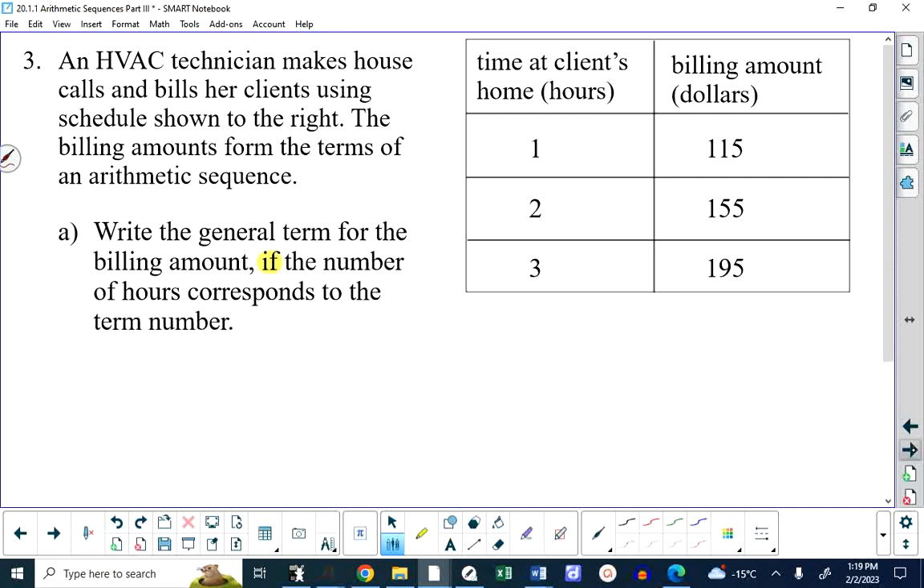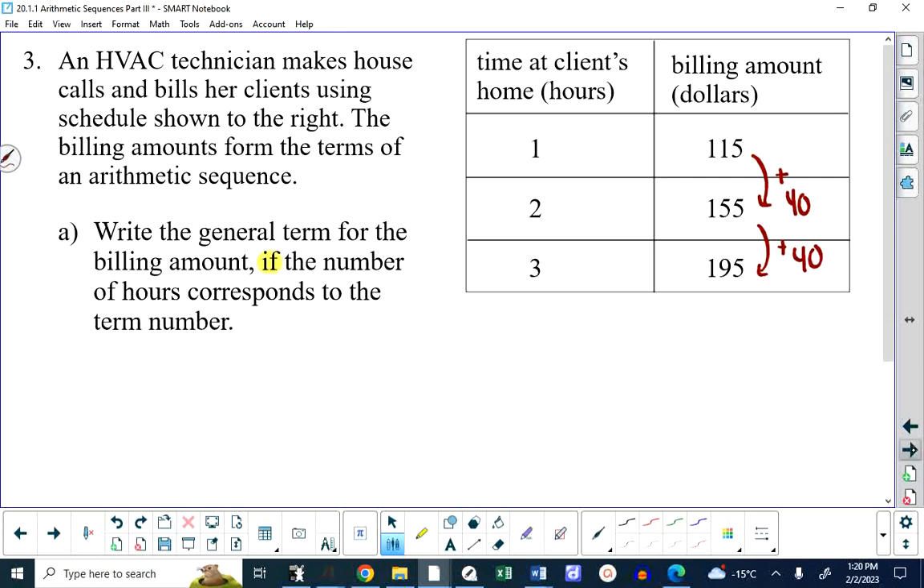Notice she doesn't bill for 2 hours twice the amount she bills for 1 hour, because part of that $115 is a cost of going out there, of driving, of making the house call. Okay? But you will also notice, I hope, that this goes up by $40 and this goes up by $40, making these arithmetic. And what that's telling me is she's charging $40 an hour. And anything else is a flat cost of getting out there.